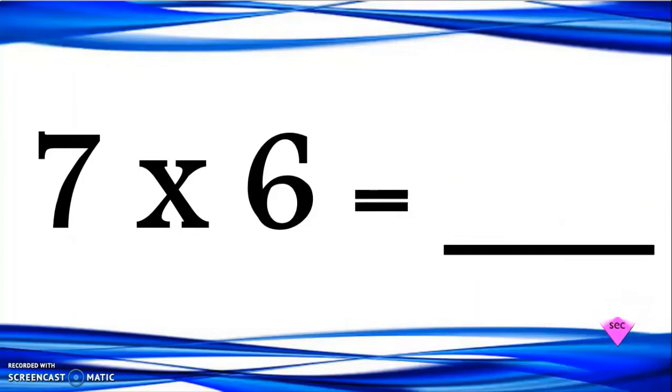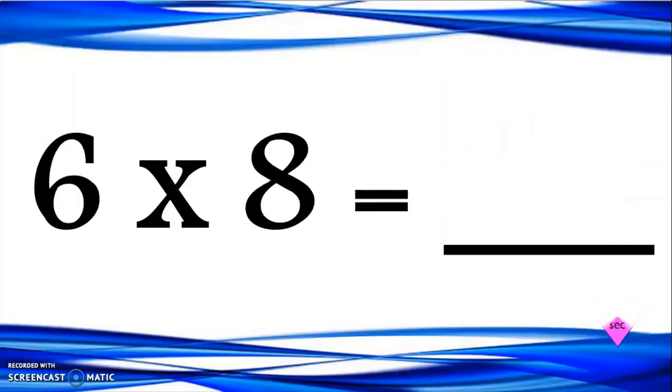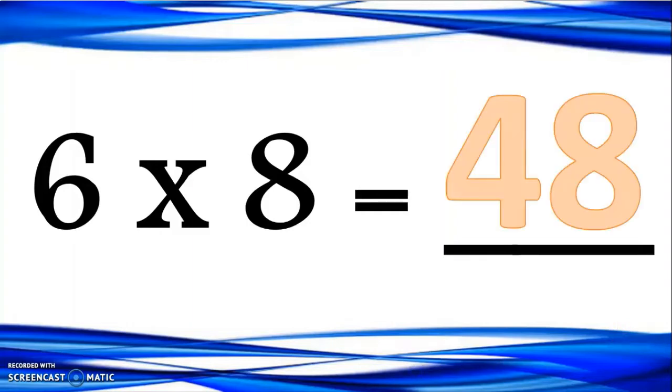7 times 6... time's up, the answer is 42. And last one, 6 times 8... time's up, the answer is 48. So, if you have not yet mastered the times table, you will not be able to multiply decimals or multiply any numbers accurately and fast. So, please revise your times table.